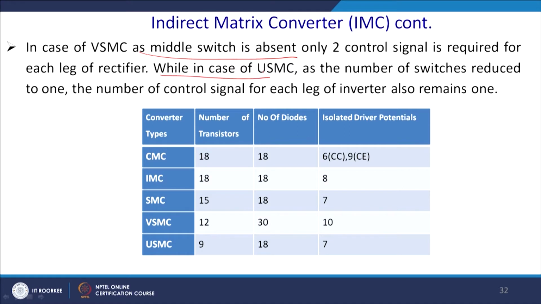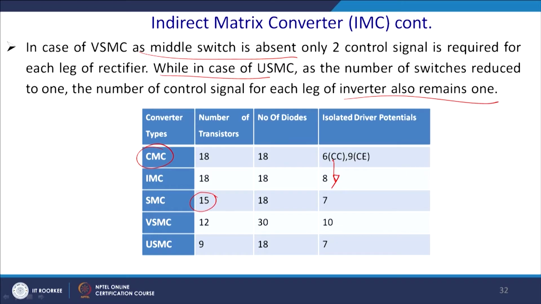While in case of the USMC, the number of switches is reduced by 1, and the number of control signals for each leg of the converter remains only 1. So, if it is a CMC type converter, you require 18 transistors and 18 diodes, and thus you require 9 isolated drivers. Here in IMC, the first case you require the same, 18 and 18, but the number of isolated drivers required is 8, which is quite a reduction from this normal direct matrix converter.